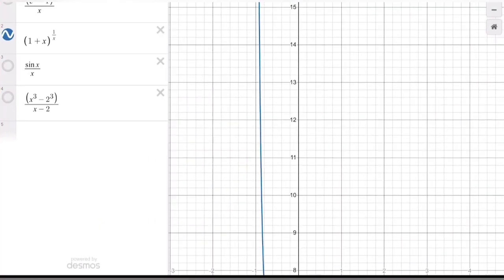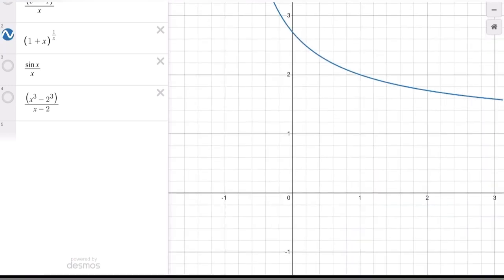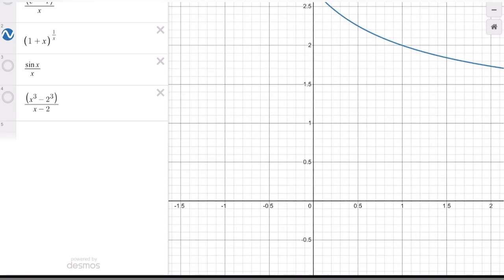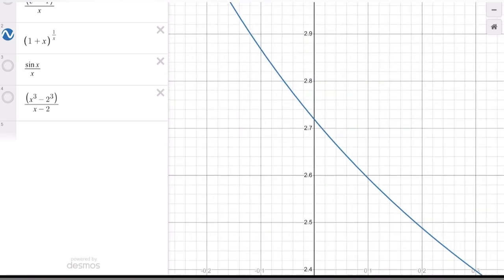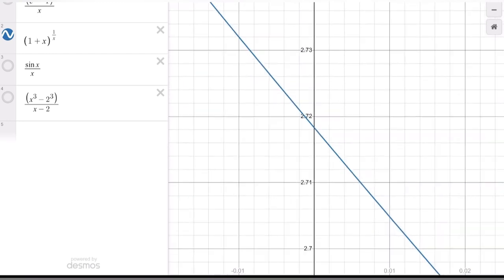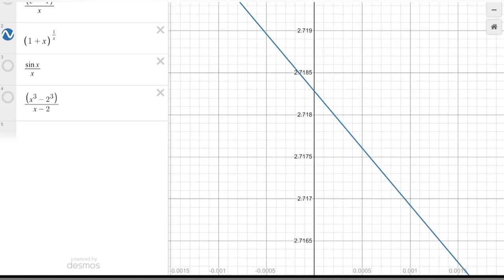1 plus x the whole raised to 1 by x looks like this. And as you can clearly see that when x is approaching 0, either from the right hand side or the left hand side, the function is approaching a particular number. You can see it is 2.715 or 718 or something like that.